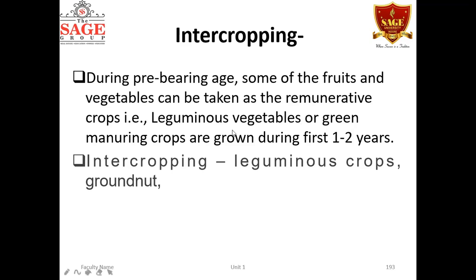If you are taking some leguminous vegetable or green manuring crops for 1 to 2 years, it will improve your soil fertility. It will add nitrogen content to your soils. For that, leguminous crops as well as some groundnuts all have root nodules in their roots. So they will fix the atmospheric nitrogen and convert it into nitrate. In this way they will improve nitrogen content as well as fertility of your soil. Up to 3 years of age, you can take these intercrops.